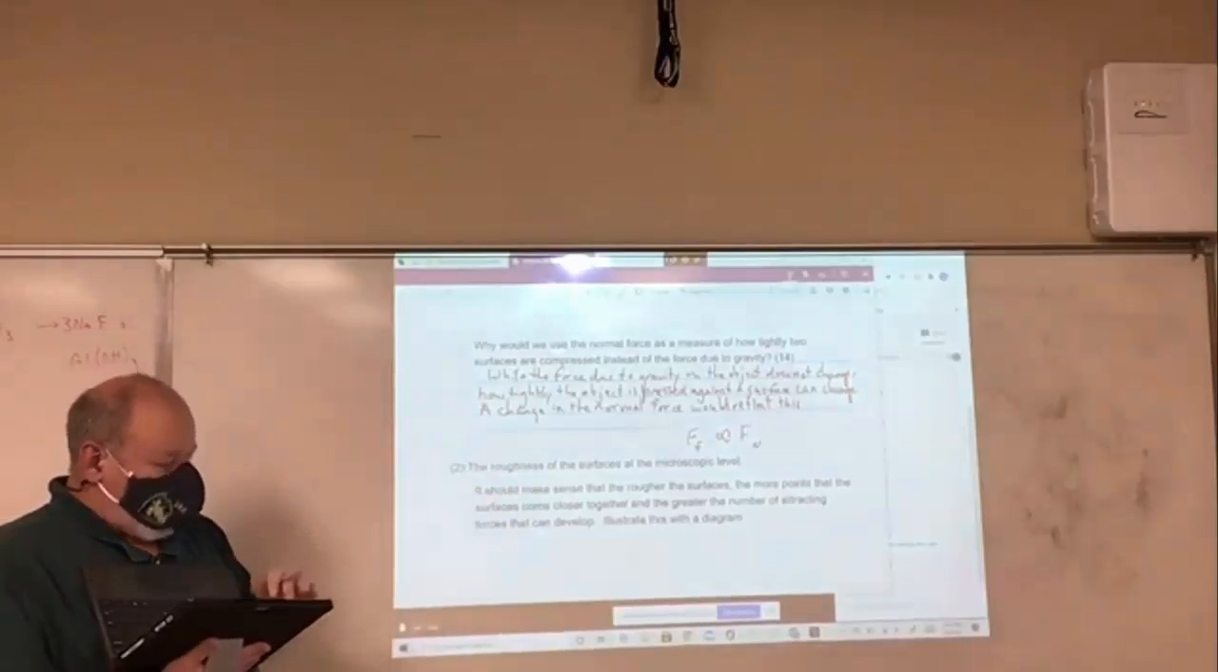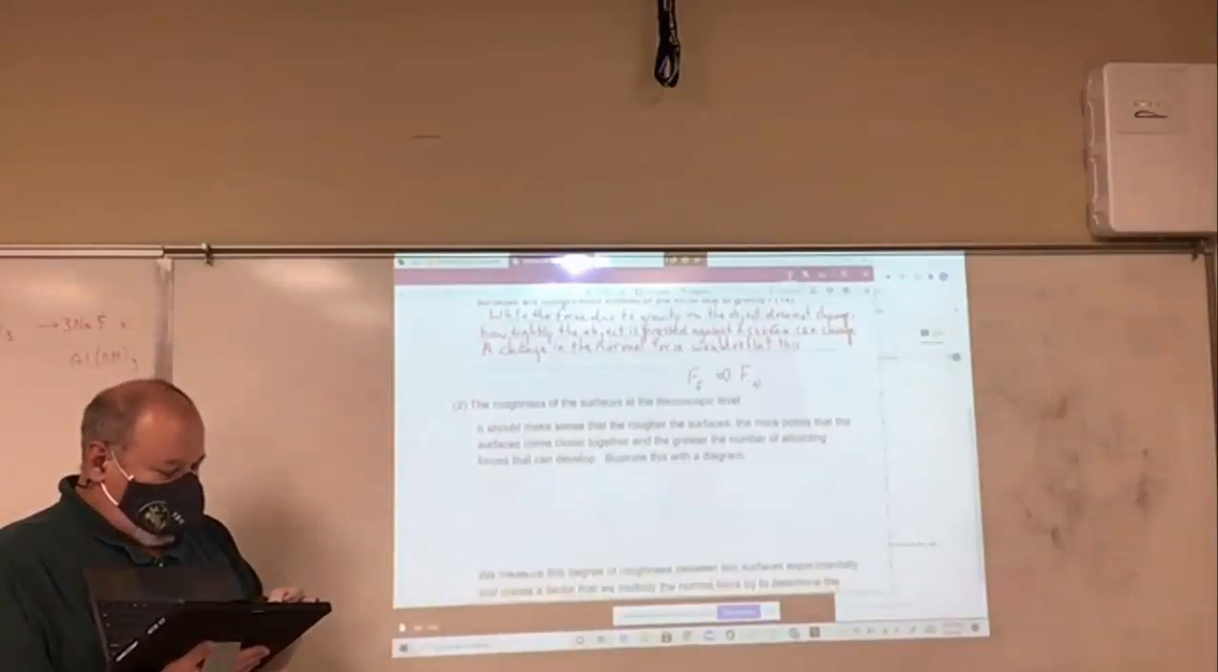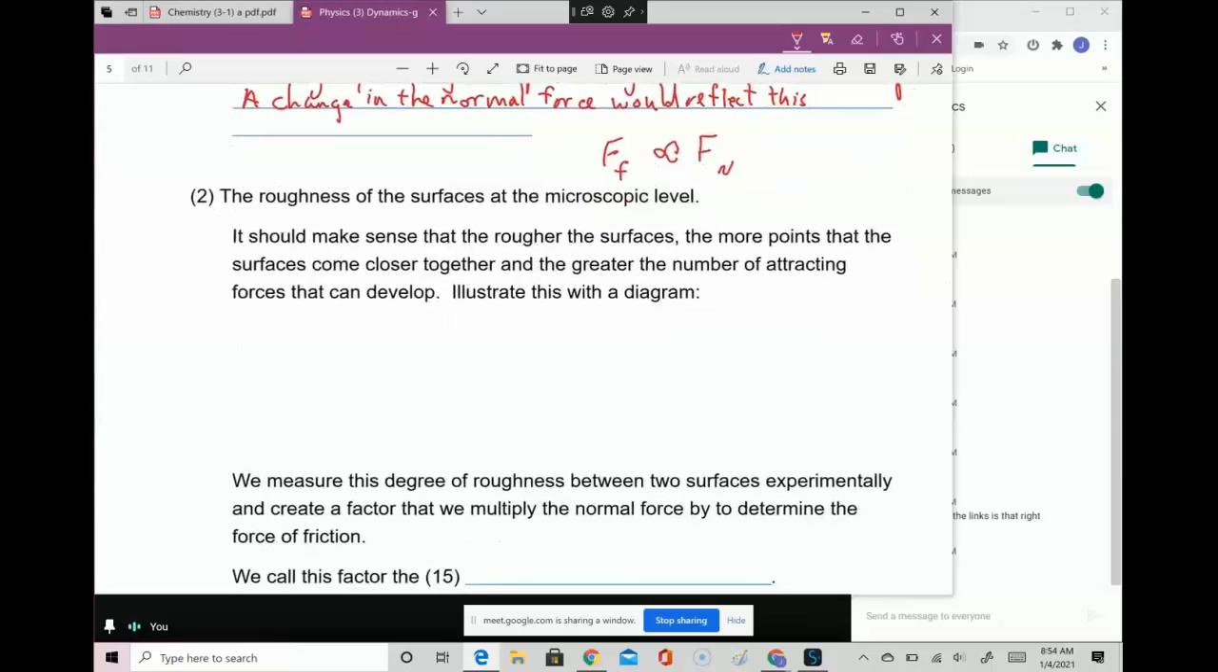The second thing that affects this is going to be the roughness of the surfaces at the microscopic level. And it should make sense that the rougher the surfaces are, the more points that the surfaces come close together at, and the greater the number of attracting forces can develop. And so what we're going to show is, if I have a smooth surface, relatively smooth surface, I can get that number of forces.